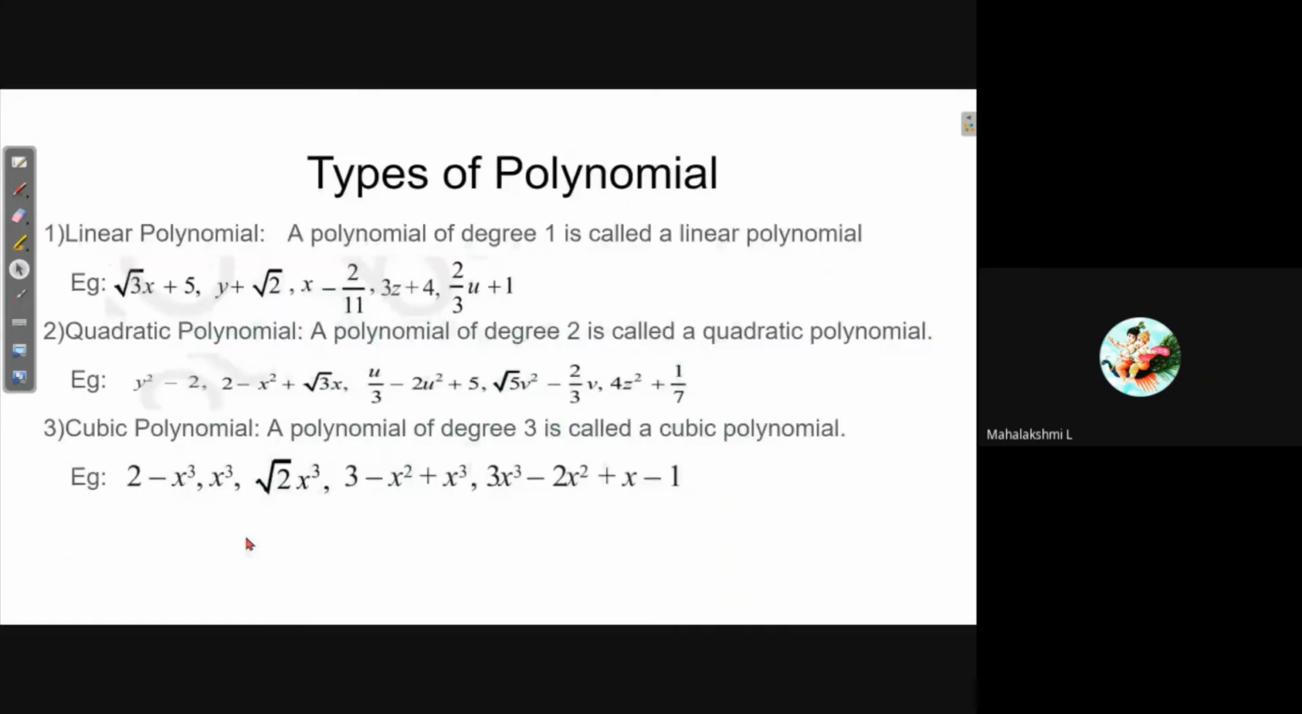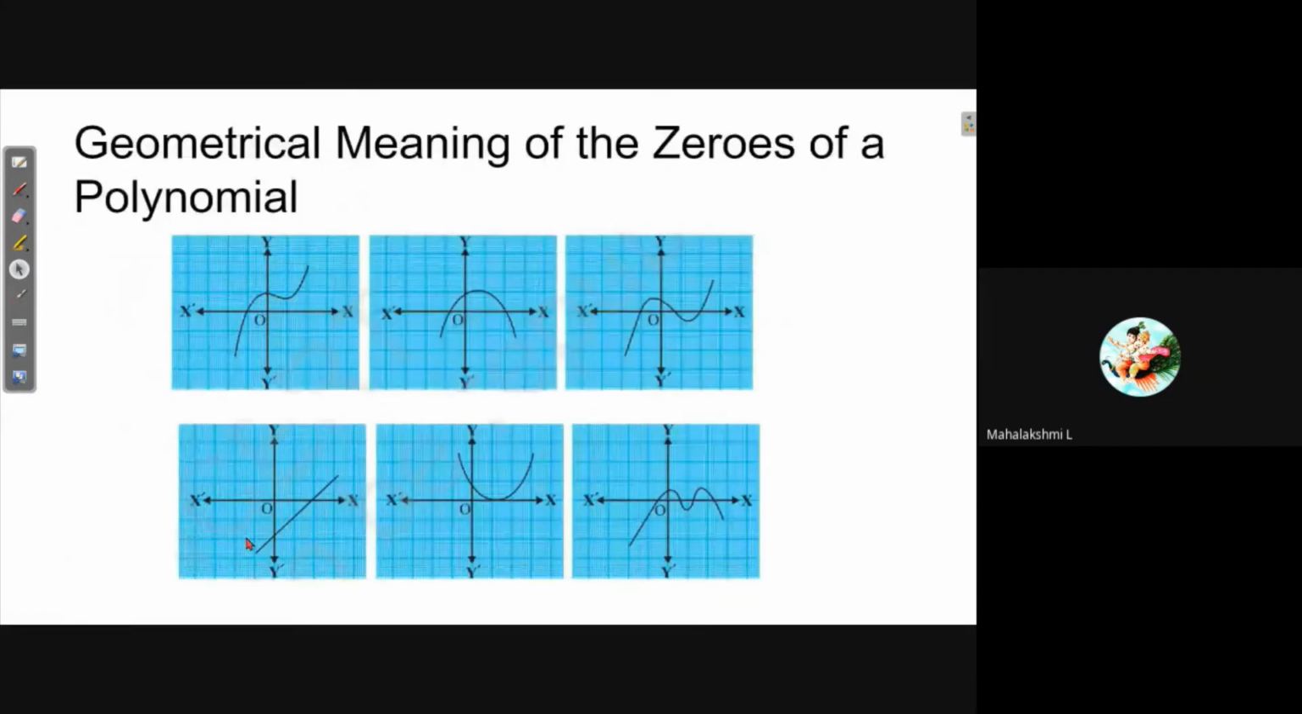So, geometric meaning of zeros of a polynomial. See, there may be MCQs where they'll give a graph and ask how many zeros this polynomial has by seeing the graph. So, here you'll have to know one thing: the number of times the line in the graph intersects the x-axis gives the number of zeros of the polynomial. This is all about the geometric meaning of zeros of a polynomial.